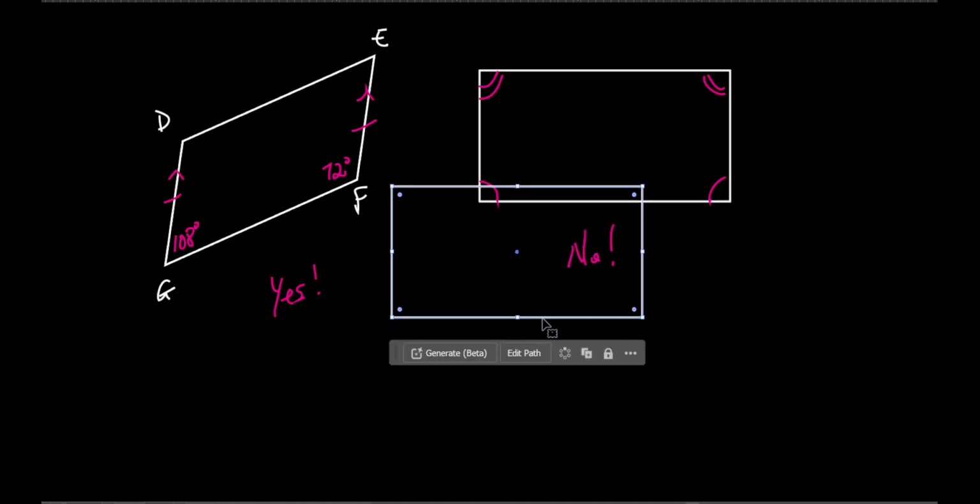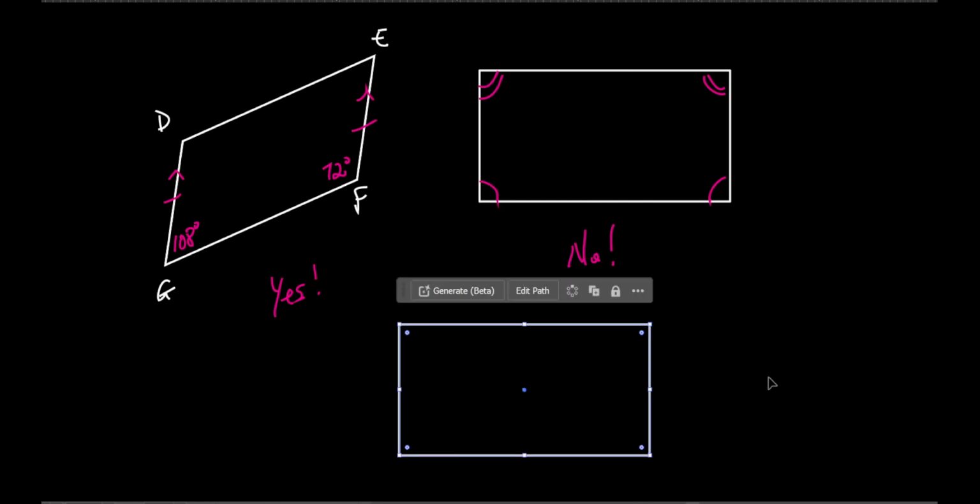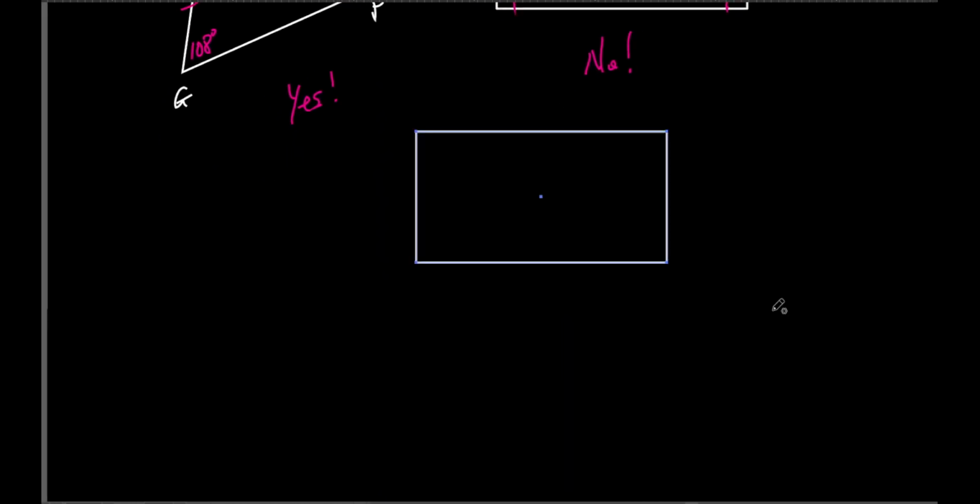I'm just going to copy and paste that one. Come on, grab it. There we go. Now check this out. That's a right angle, and that's a right angle. And that is the only thing that we know about this. Is this a parallelogram?